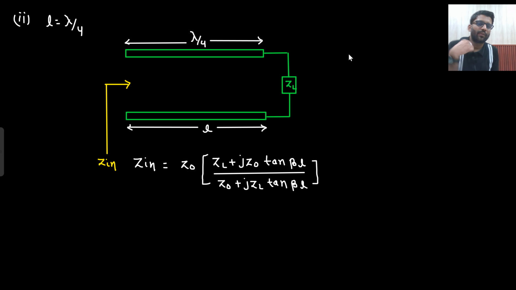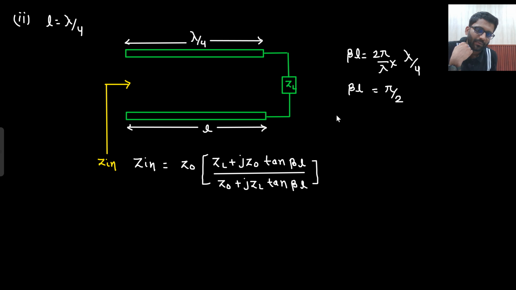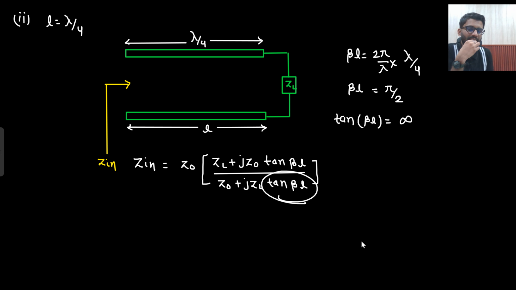2 pi by lambda into lambda by 4. So what you are getting? Pi by 2. Beta L is pi by 2. So what is your tan beta L? Tan beta L is infinity, right? Tan pi by 2 is infinity. That means this term is very large, so you can ignore both of them.